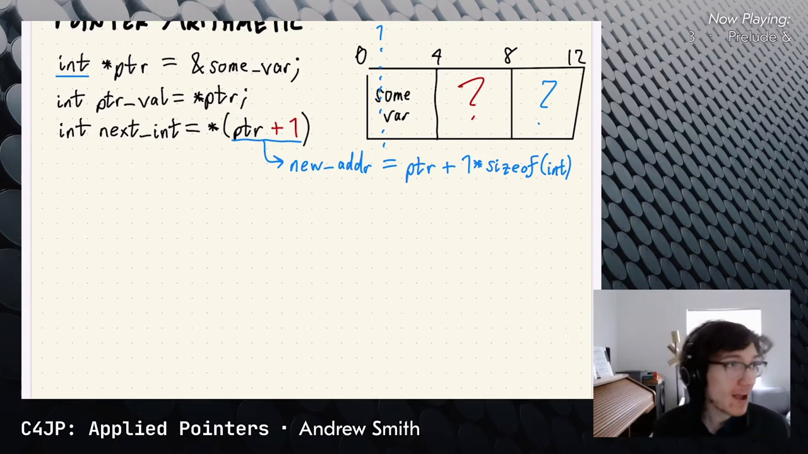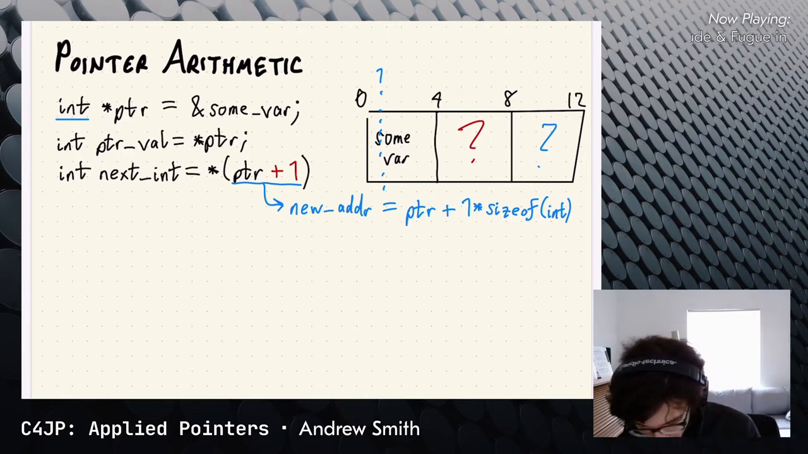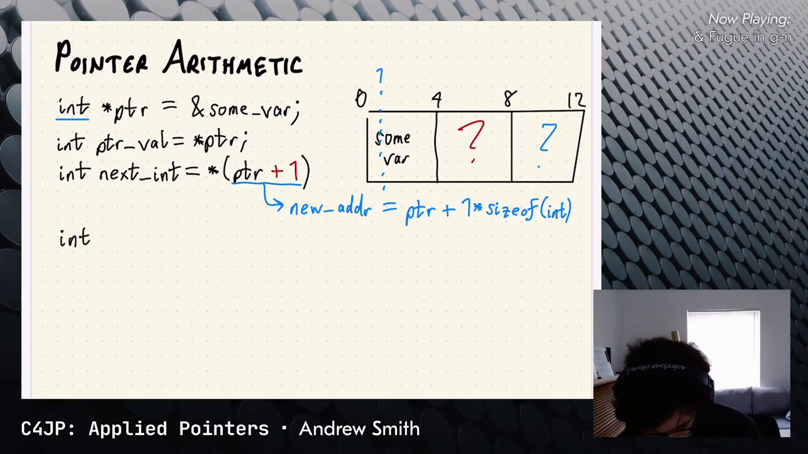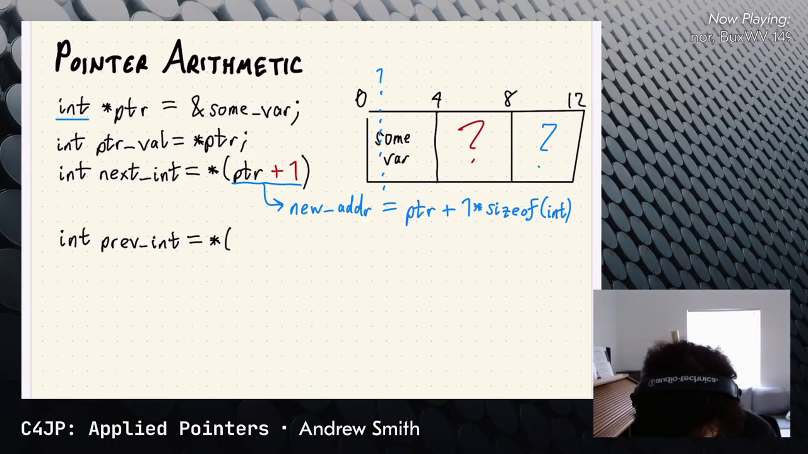So, we figured out how to get the next integer in memory. That was cool. How about the previous integer? Well, we can totally do that too. I can just say int prev_int equals the value at pointer minus 1.